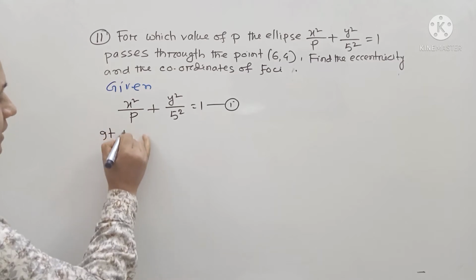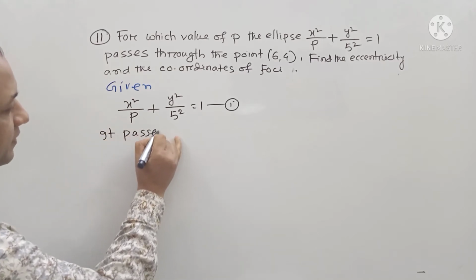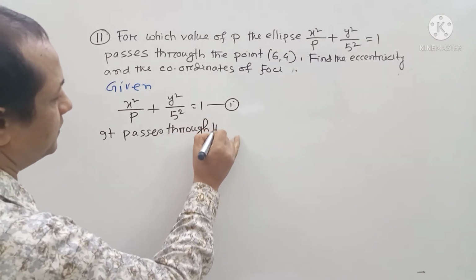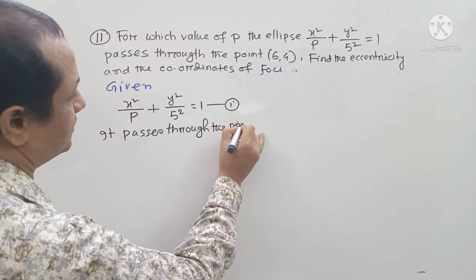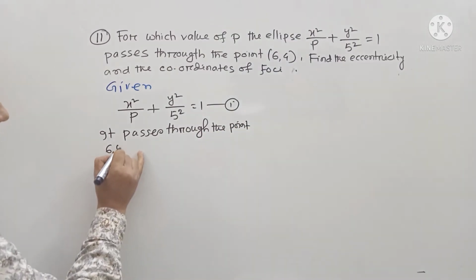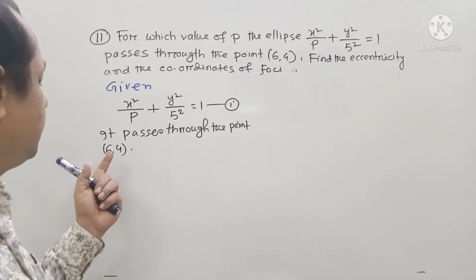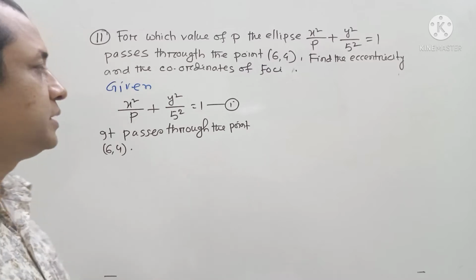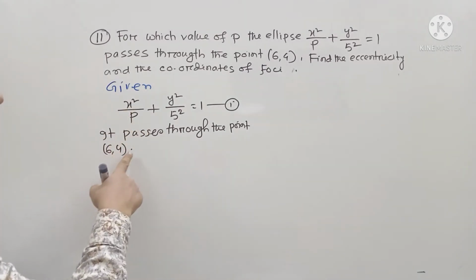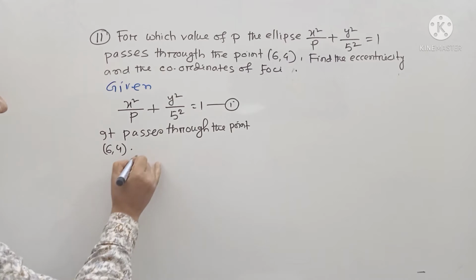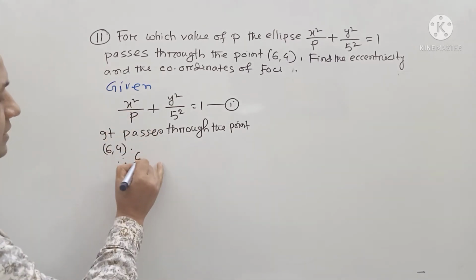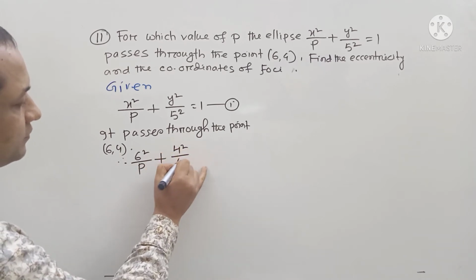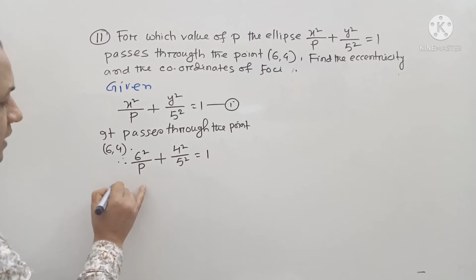Now it passes through the point (6, 4). (6, 4) means here the value of x equals 6 and the value of y equals 4. Now putting the value of x equals 6 and y equals 4 in equation 1, we have 6 square by p plus 4 square by 5 square equals to 1.